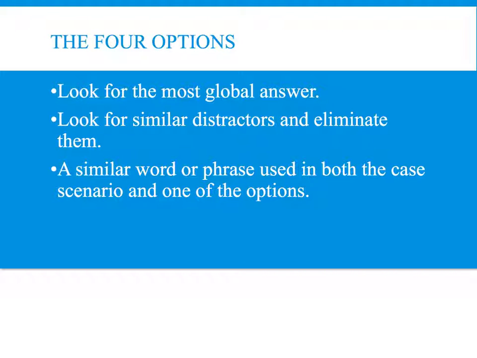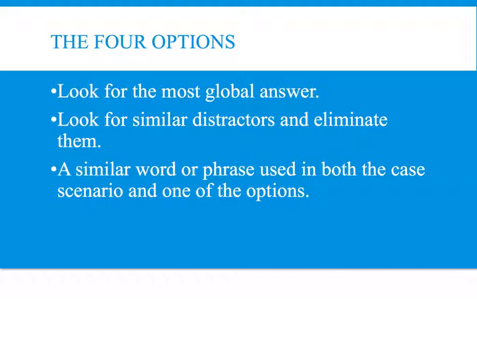So basically, sometimes it'll give you an answer that's correct. However, it doesn't cover all of the problems that are being presented in the case scenario. So that's what this means by the most global answer. So the one that answers the question most accurately in most cases. So instead of a very specific answer, some answers are very specific to maybe a certain type of patient, and so we're looking for the one that's usually most global.